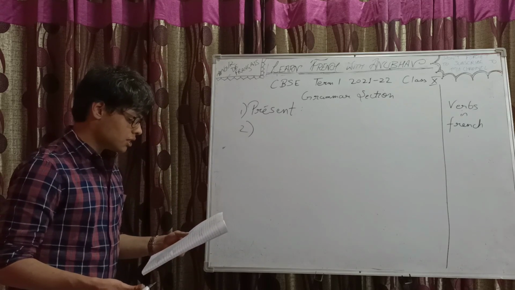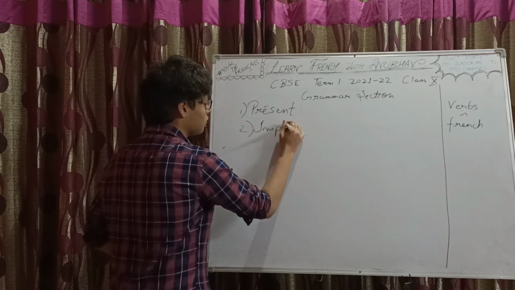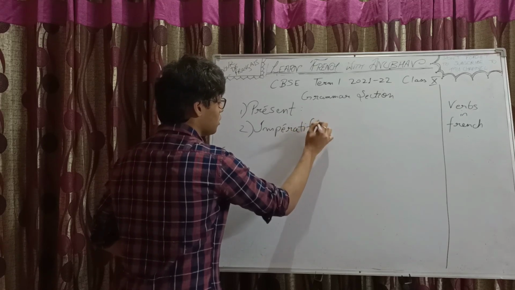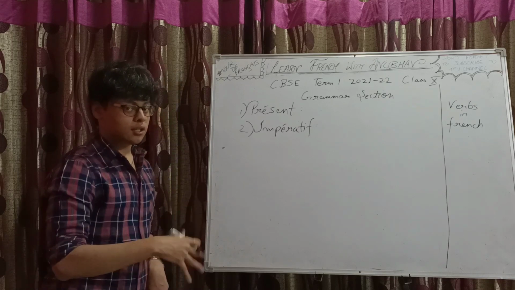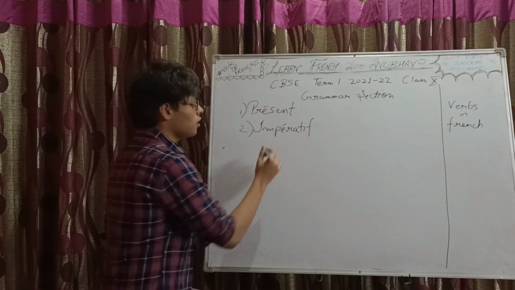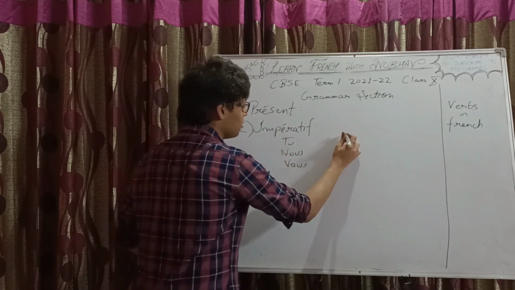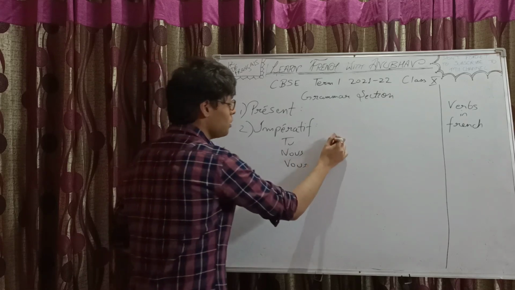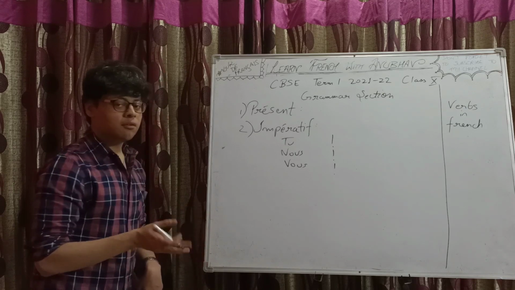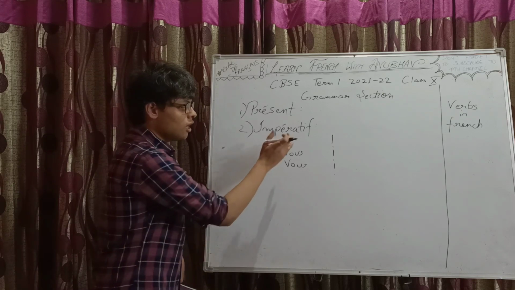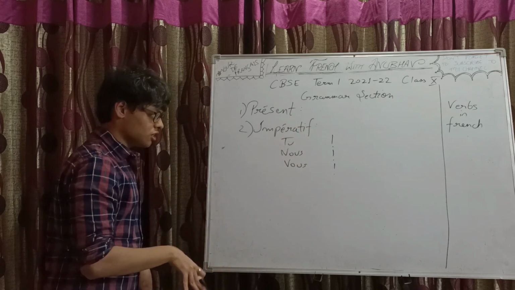Second tense being what? Passé composé? No, yeah, imperative. The second one is imperative. Imperative is used for what? To give orders, right? So imperative is generally with 3 subjects: tu, nous, and vous. And generally when you are writing an imperative statement, you add an exclamation mark at the end. So what's the general rule? You take the tu conjugation and remove the s and then write it here. Then nous, vous is the same as present tense conjugation generally.